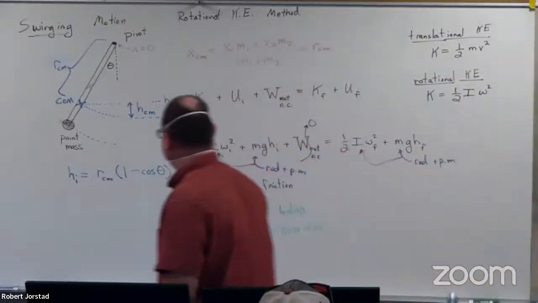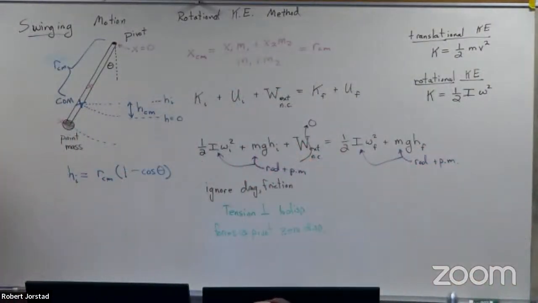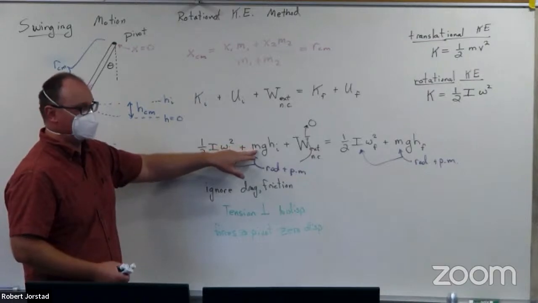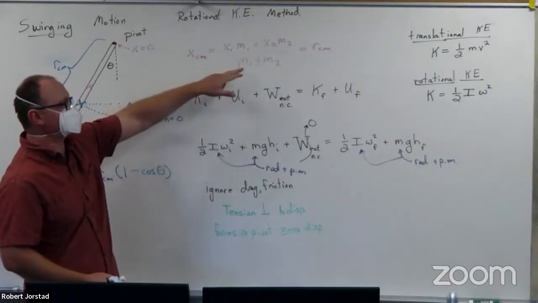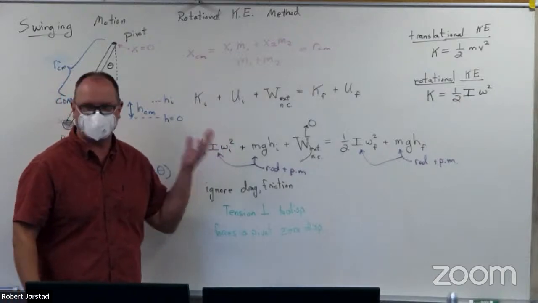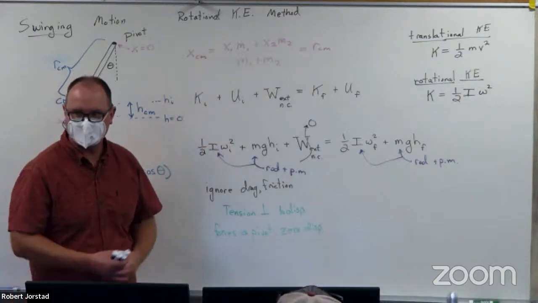If there's a point mass in here, what is the extra level of difficulty? Well, you've got to get the combined moment of inertia and the combined mass. And we also need to get the center of mass radius using the center of mass formula. Same thing, piece of cake, right?